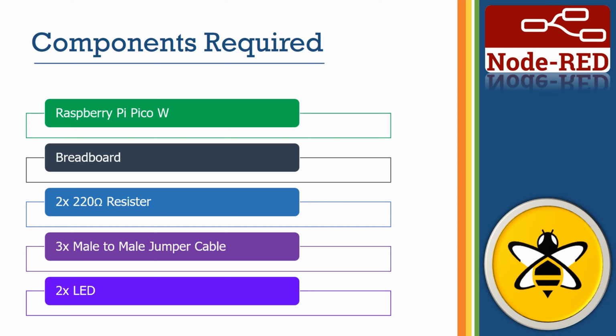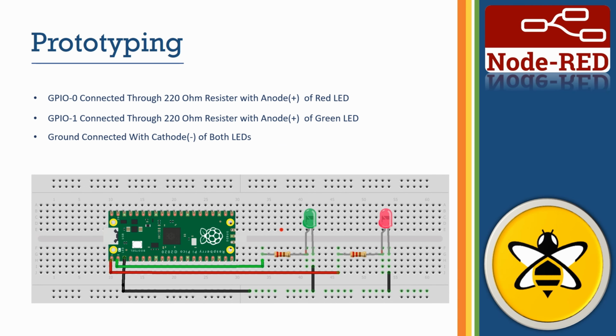So for this project guys you need some components. The first thing is Raspberry Pi Pico W, then we need a breadboard, two 220 ohm resistors, 3 male to male jumper cables and 2 LEDs. You can just refer to this prototype. Okay, so I'm using GPIO 0 and 1, and that's going through the 220 ohm resistors, and the ground I have both connected, so you can see easily here and you can refer. So let's get started guys.